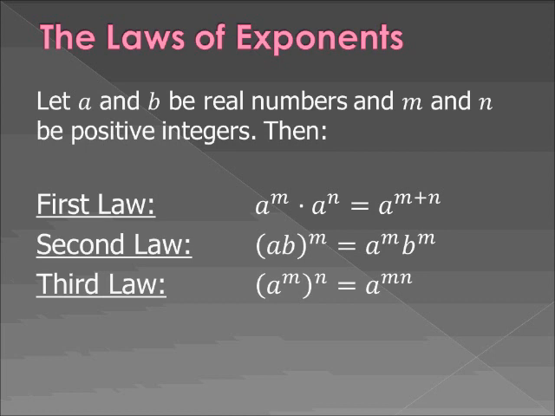Now, there's some mistakes you don't want to make. First of all, the first law, when you multiply exponents of the same base, you do not multiply the exponents together. You add them. And when we get to negative numbers, you will do the same thing. You're not going to add, you're going to subtract.